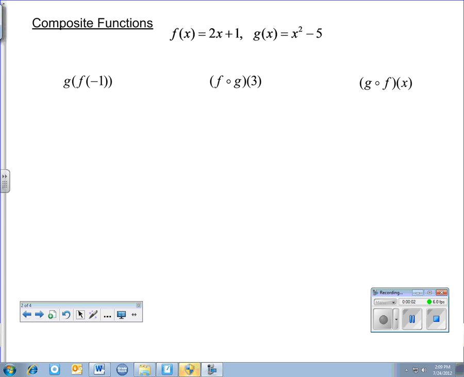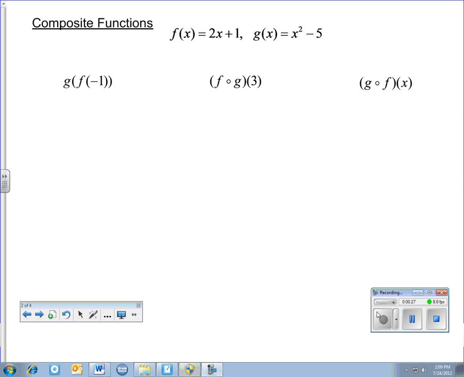Composite functions are using function notation, but we have two different functions. We have a function called f of x equals 2x plus 1, and we have a function called g of x equals x squared minus 5. I could easily plug an input value into either one of these equations, but what I want to do is plug an input value into one of the equations and then take that and plug it into the other equation.